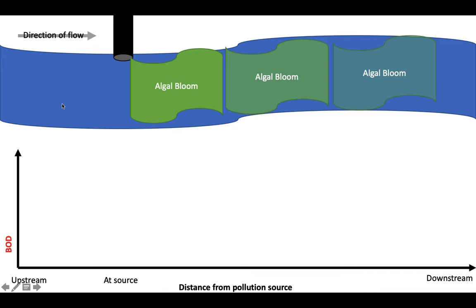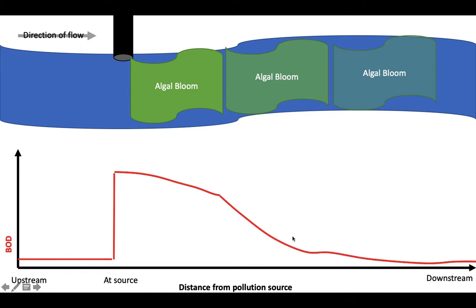Upstream of the pipe, is there any decomposition? Is there any oxygen demand? No. So BOD is going to be pretty low. But the second we get to this source, we see lots of algae, which means lots of decomposition, baby. Oh, yeah. So this oxygen demand is going to go way up. But as we get further and further away, the amount of algae goes down, and the demand for oxygen will go down because decomposition will go down, until ultimately we're far enough away that they've returned to the levels they were upstream of the pipe.